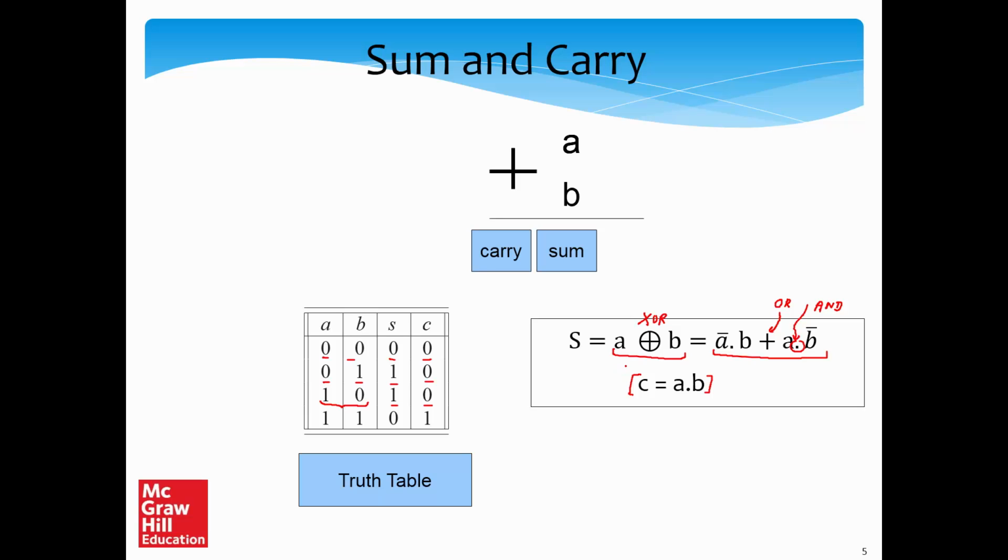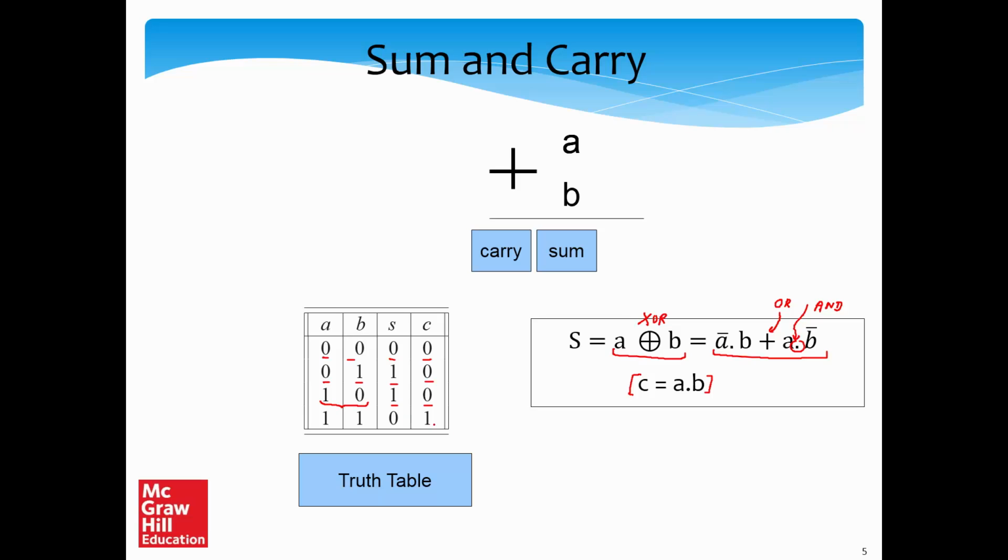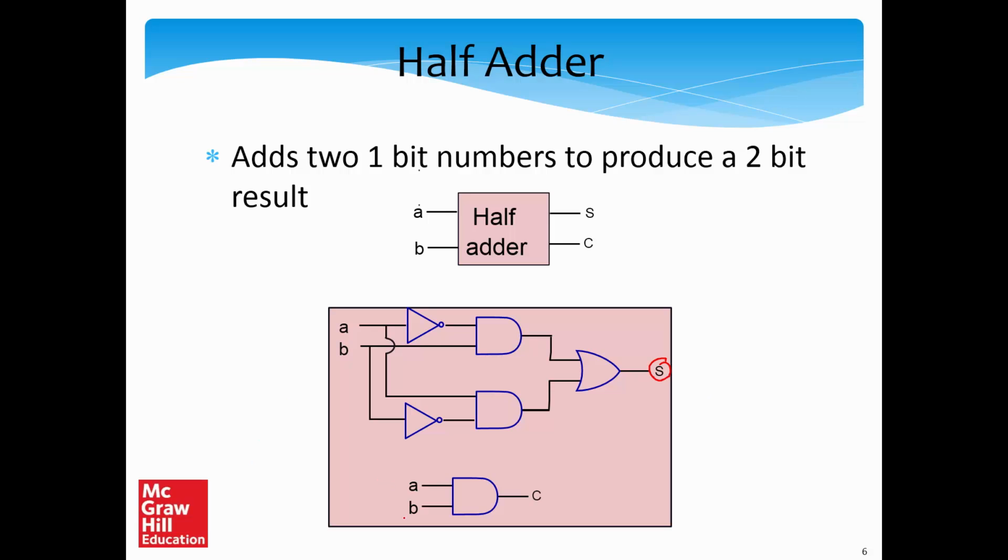So what we see over here is that this particular formula needs to be implemented. So we take A complement, we AND it with B, and the other one has A AND it with B complement. After the two AND gates, we compute an OR function, and this becomes the sum. And the carry was anyway A and B. So we pass A and B via an AND gate, and the result is the carry.